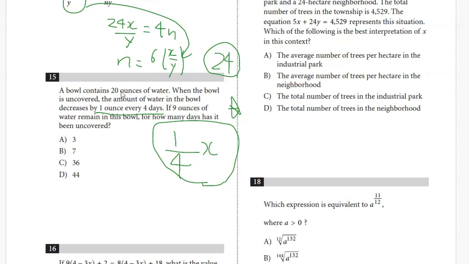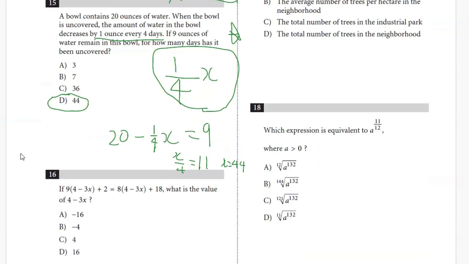And since we had 20 ounces initially, I can model my function like this. And if 9 ounces of water remain in this bowl, just set that equal to 9. x over 4 is equal to 11. So x is 44. So D as in David is the correct answer.